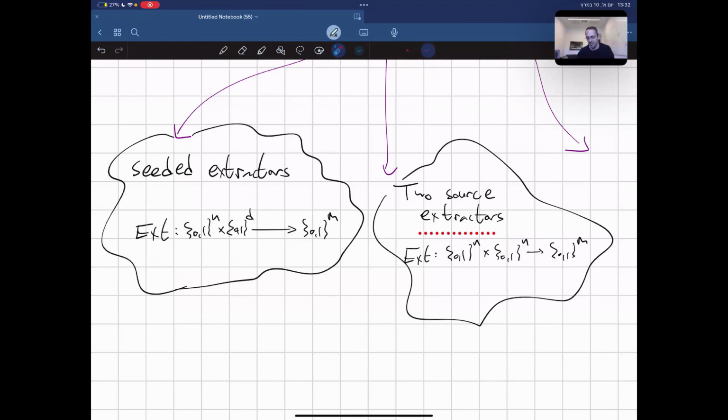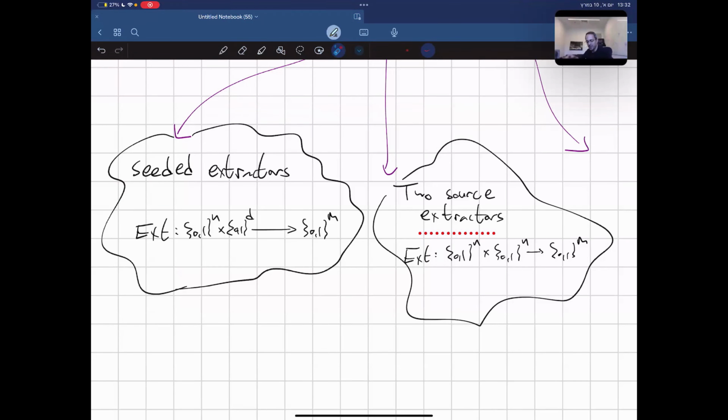Two sources is the hardest. You have fewer sources to work with, and these things were really hard to construct. So there is a very simple construction that we will see next time, the inner product construction. And it was essentially the only construction for like 20-something years. And then two other constructions came in, one by Ran Raz and one by Rao.